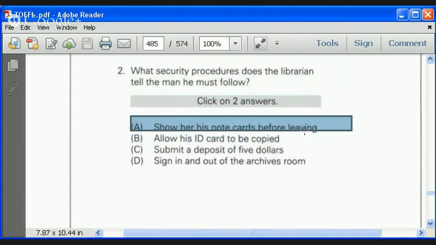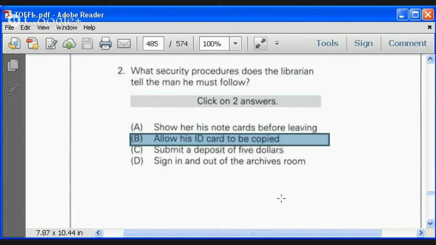Show note cards? Nope, I can eliminate that. He just mentions that he's going to use note cards. There's nothing about that. Allow his ID to be copied. That was in my notes. ID. That's it. I just wrote down -ID in my notes. That's all. Well, it's there in my notes, so I don't have to do a lot of deduction and process of elimination if I directly have the answer in my notes. So you can see that keeping good notes is essential.